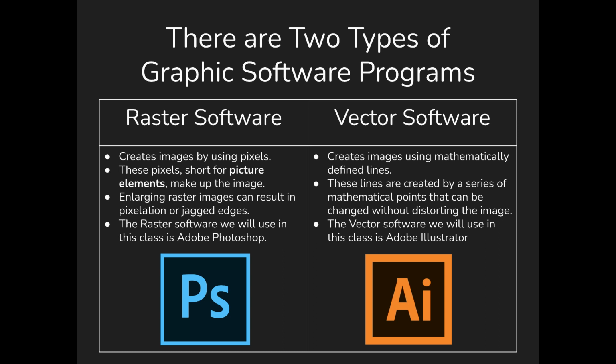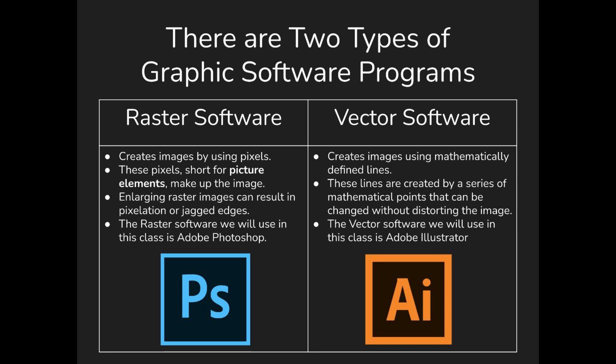There are two types of graphic software programs: raster software and vector software. Raster software creates images by using pixels. These pixels, short for picture elements, make up the image. Enlarging raster images can result in pixelation or jagged edges. The raster software we'll use in this class is Adobe Photoshop, and we may be using a free version online called Photopea.